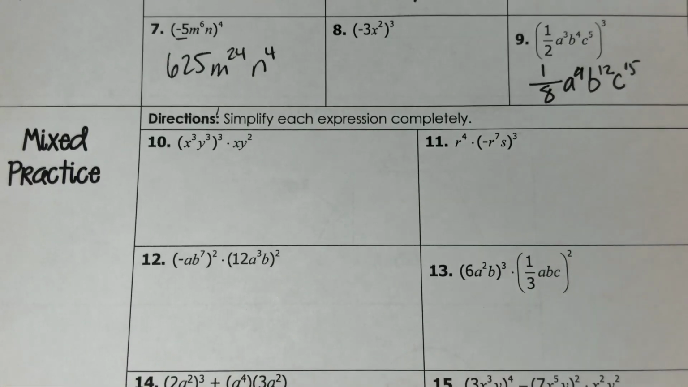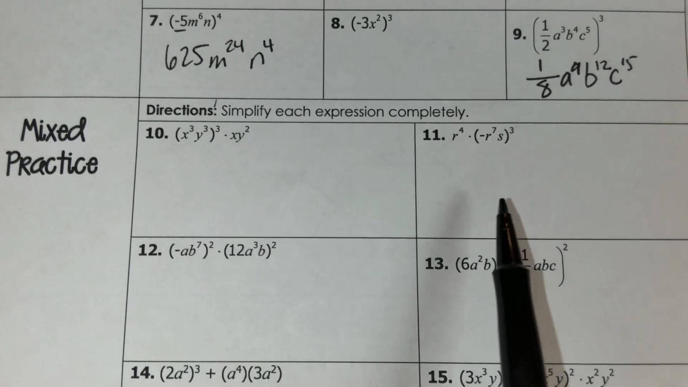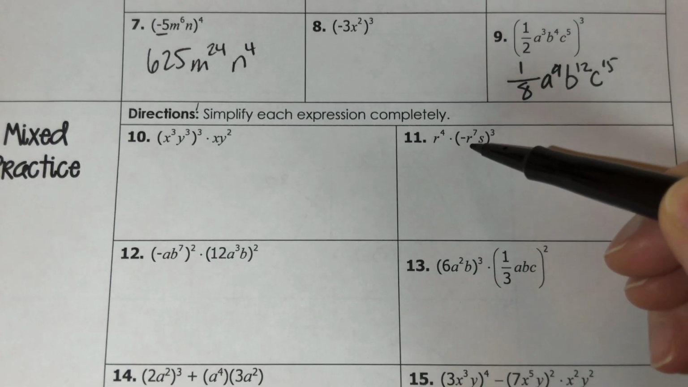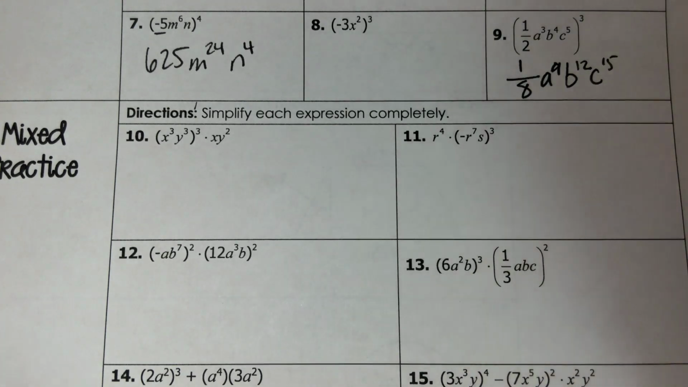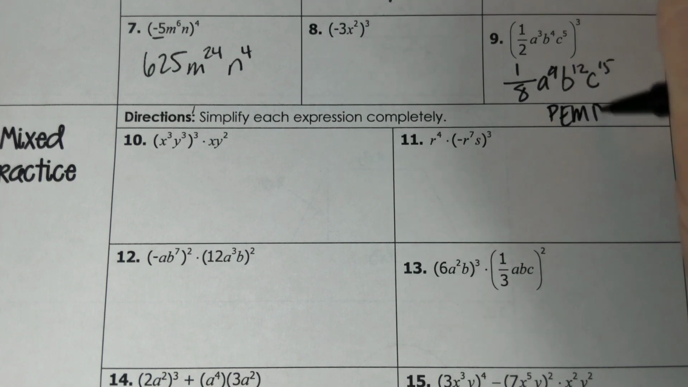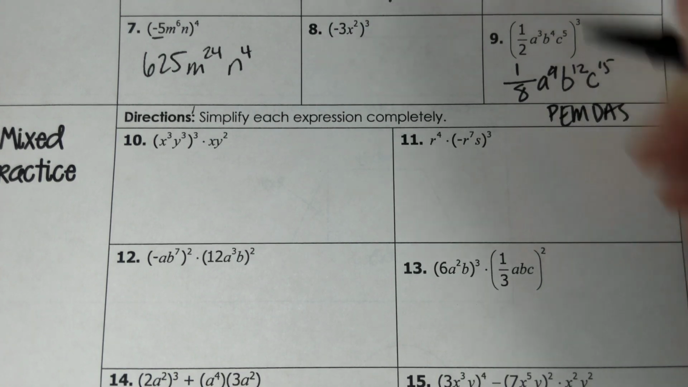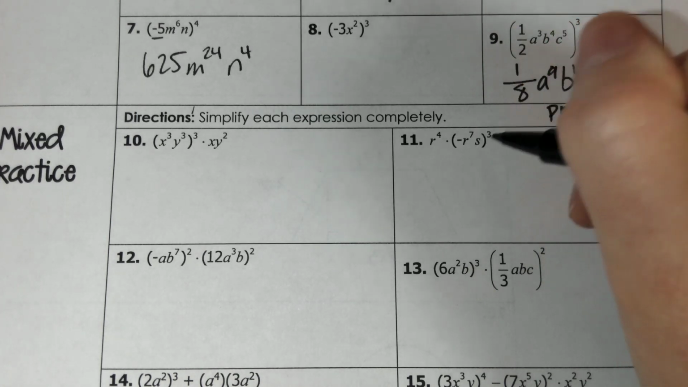Okay, so again, kind of taking what we've learned with addition, subtraction, multiplication, and now the power rule, we can incorporate all of that into our work here. So let's look at number 11 here. R to the 4th power multiplied by negative r to the 7th power multiplied by s, and that's all raised to the 3rd power. So what happens here on these is we have multiplication and we have an exponent. So order of operations takes effect again, and we're going to take care of the exponent first. So we're going to take that negative r to the 7th power and s, and we're going to raise that whole thing to the 3rd power.